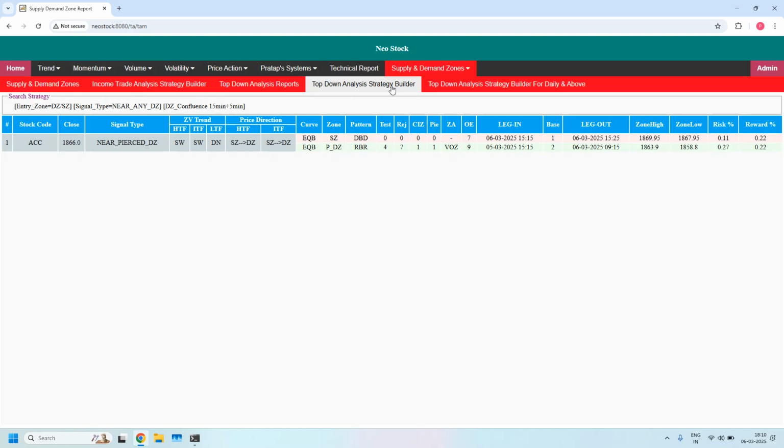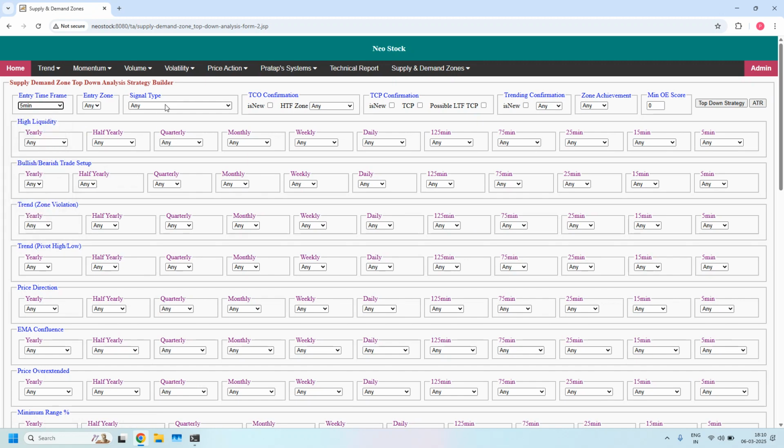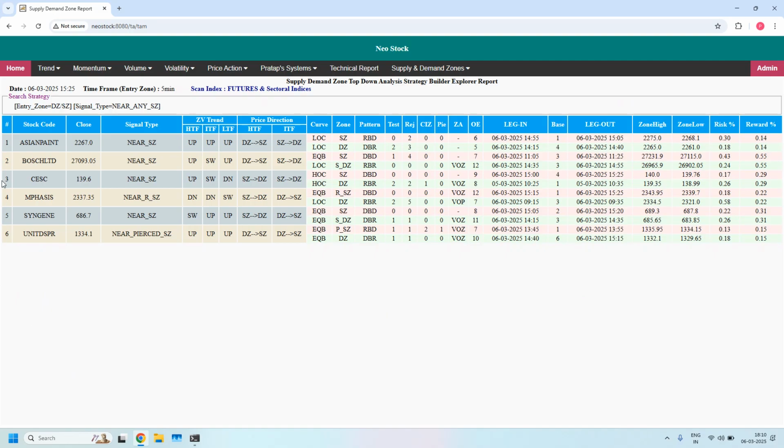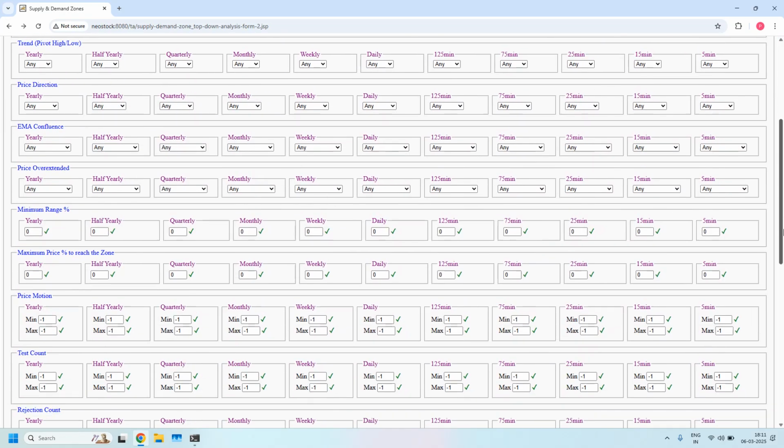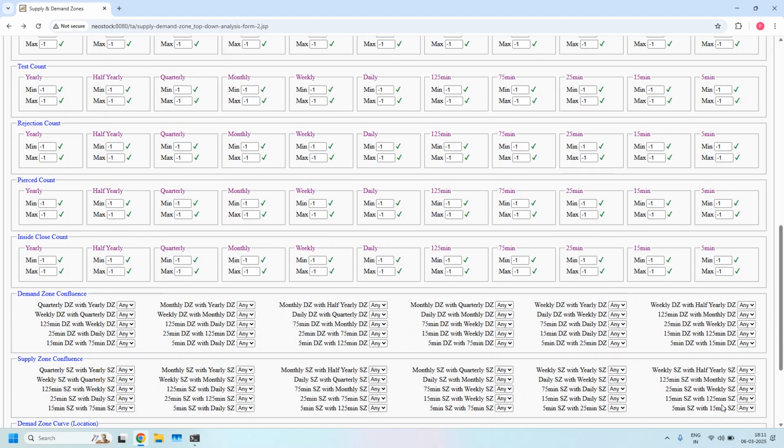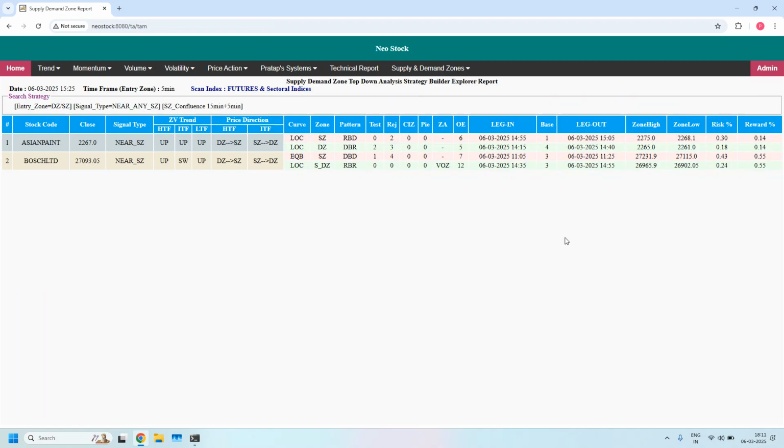Okay, next 5 minutes time frame. Stocks near 5 minutes supply zone. We got 6 stocks. Out of these 6, how many supply zones are having ITF confluence? Let us verify. That is 5 minute supply zone with 15 minute supply zone confluence. I am enabling the filter. With this filter, we got 2 stocks. So this is about stocks near demand and supply zones.